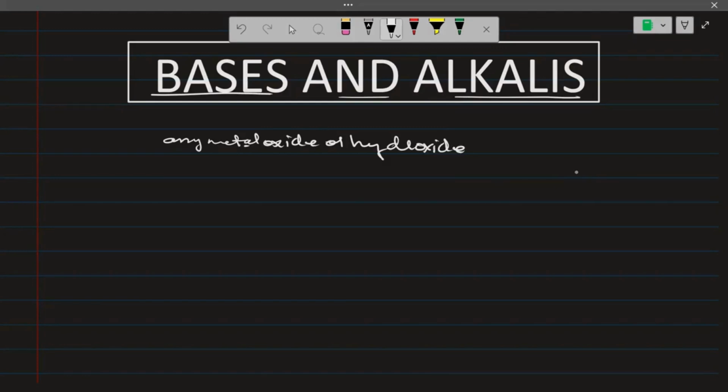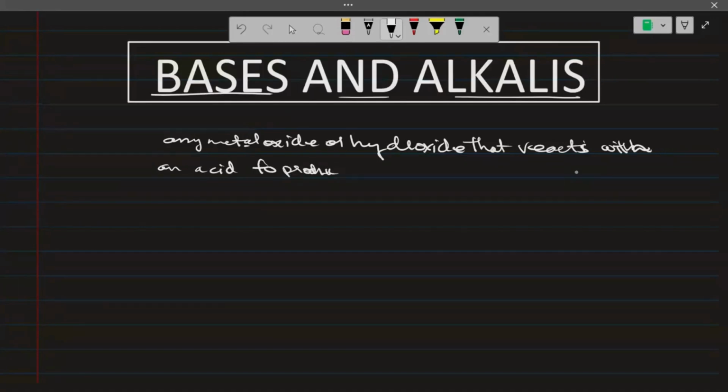Any metal oxide or hydroxide that reacts with an acid to produce salt and water. So that's the definition of a base.